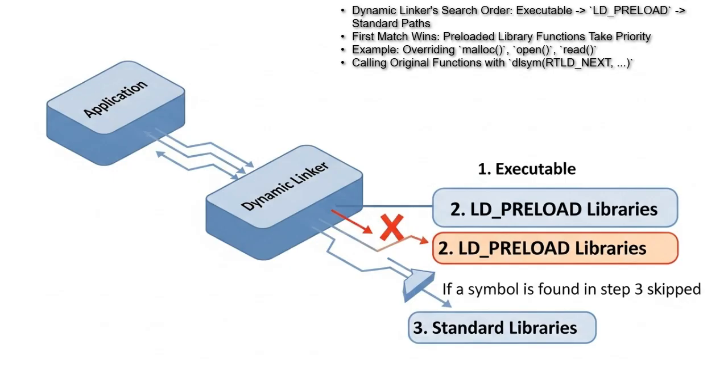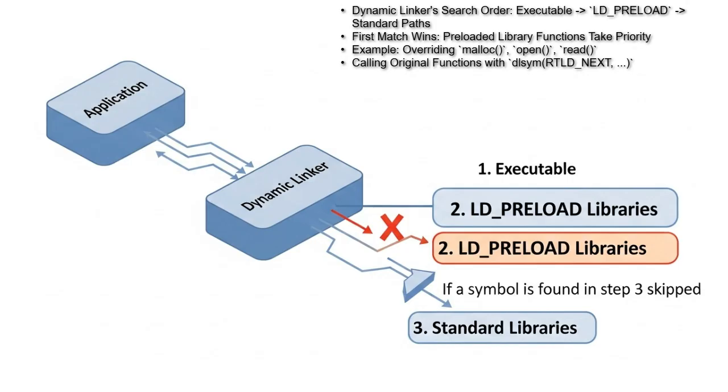Let's delve deeper into the mechanics of how LD_PRELOAD achieves its magic. When an executable starts, the dynamic linker's primary job is to resolve all undefined symbols, essentially figuring out where each function and variable an application uses is located in memory. The process is deterministic. The linker first searches for symbols within the executable itself. Next, and this is where LD_PRELOAD exerts its influence, it searches through any libraries specified by the LD_PRELOAD environment variable, in the order they were listed.